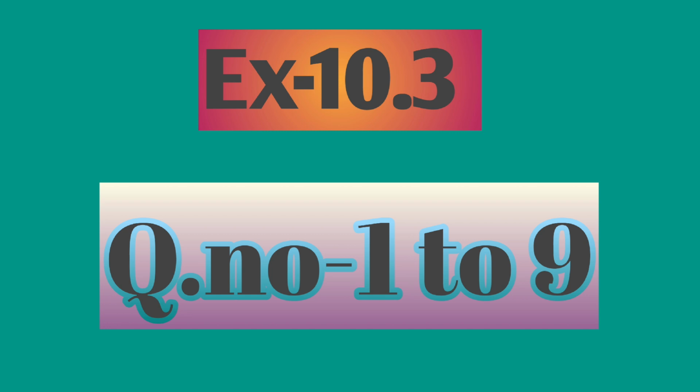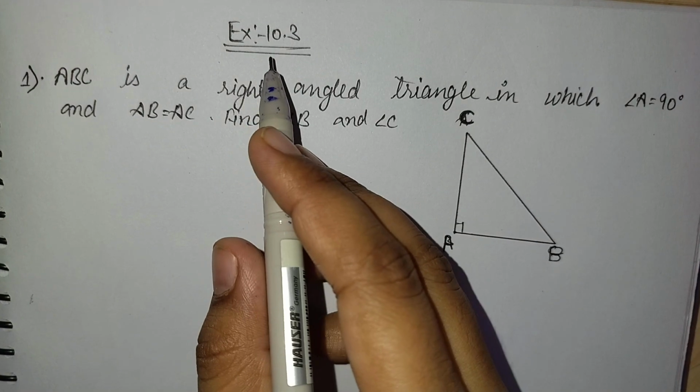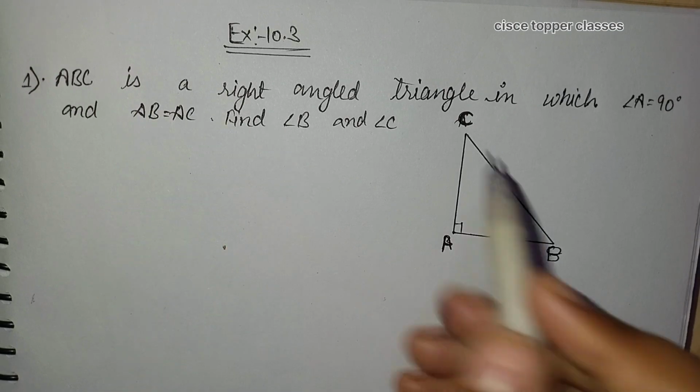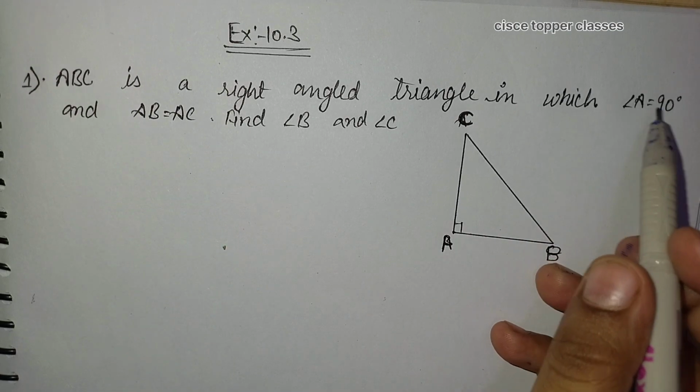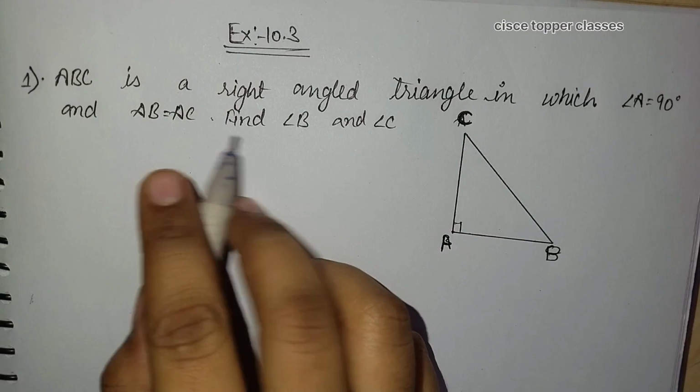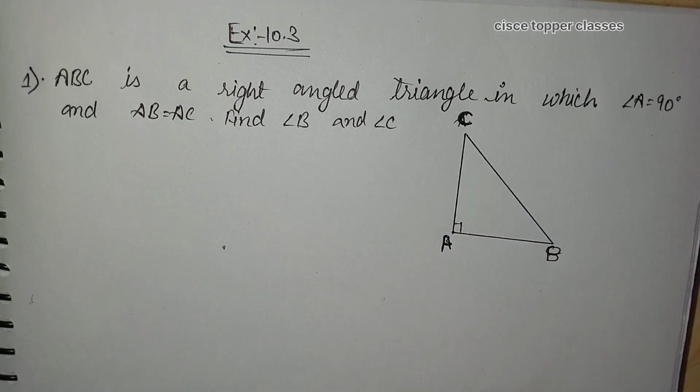So let's start solving this exercise here in this video. Let us solve exercise 10.3 question number 1, where ABC is a right angle triangle in which angle A is equal to 90 degrees and AB is equal to AC. Then we have to find the angles B and C.